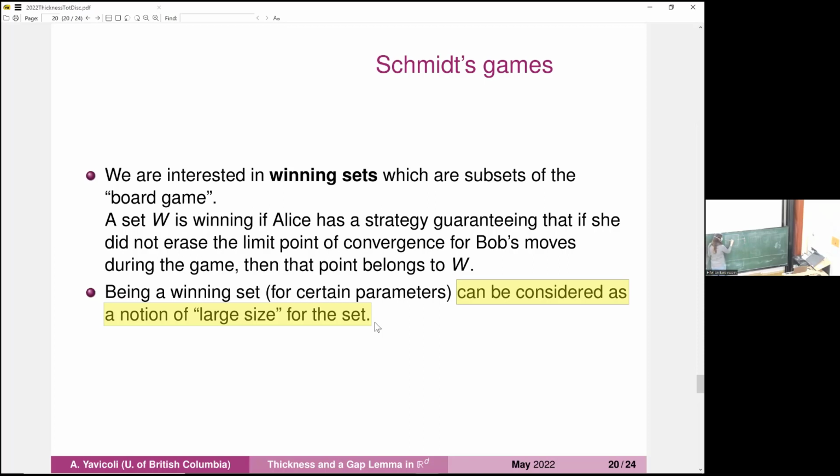Let's say that Bob plays the ball here, then Alice can erase a third of the proportion, and so on. So at the end, we can ensure that Alice has a strategy that is erasing the middle interval in the place where Bob is playing his interval. And in that way, this set is winning because the limit point is going to be here.